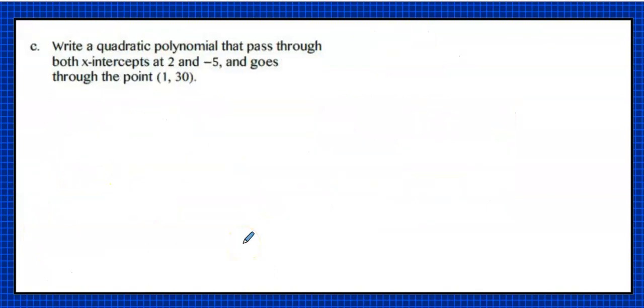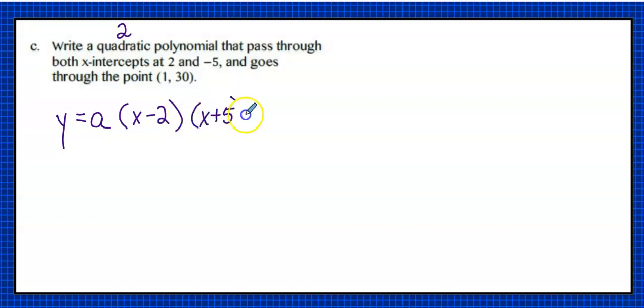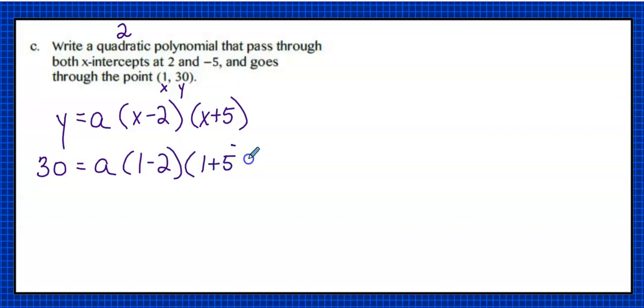Okay, this is 4C, and again, my instructions on the test review say write this in standard form, but we're going to leave it in intercept form. So it says write a quadratic polynomial. This means the total of the two exponents, or the exponents, is going to be 2, passes through both intercepts at 2 and -5. Okay, so that's how it starts out, and then we're going to use the 1 and the 30 to plug in for x and y to find the a value. So you need to plug in that x value everywhere you see the x.